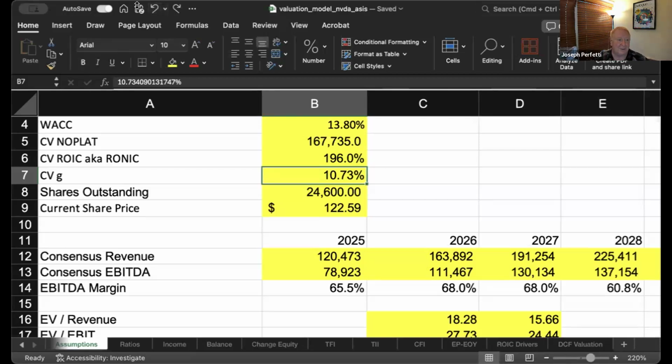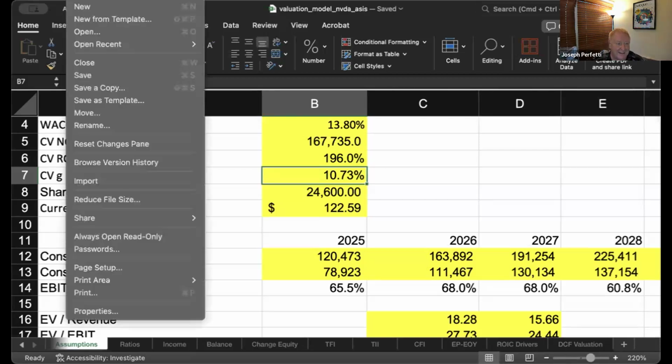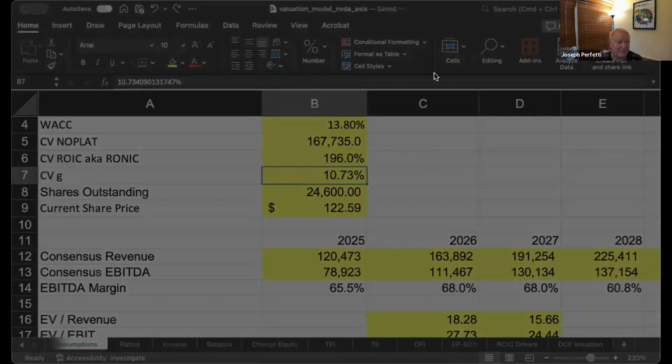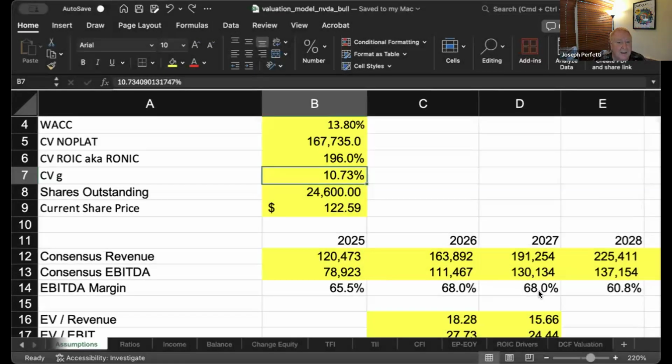Let's do the bull. So what I'm going to do is take my as is, and I'm now going to save. And instead of the as is, I'm going to call this the Nvidia bull. Now, it is actually helpful to have done an EIC before we do our bull and our bear, right?